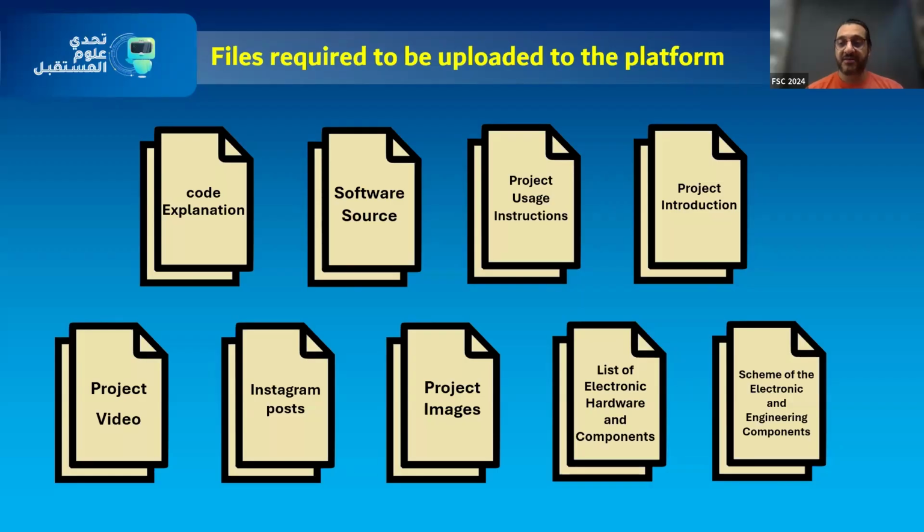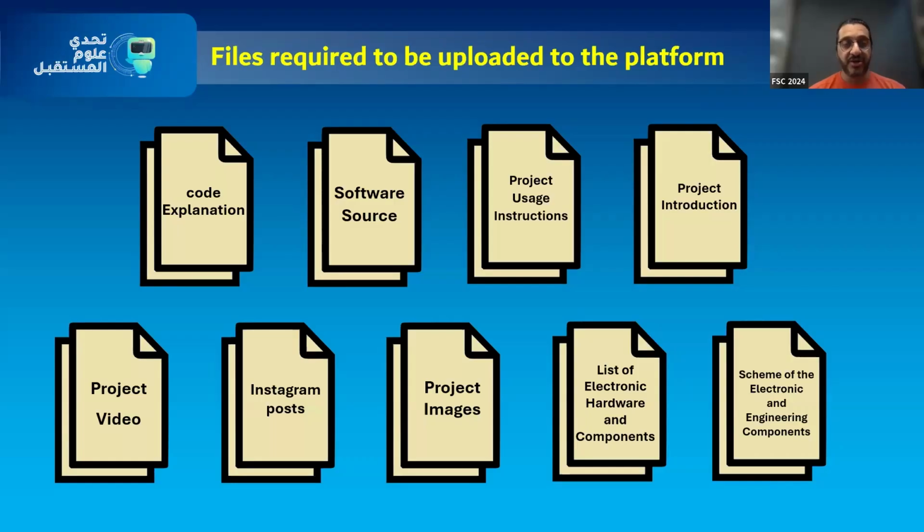We need a schematic for electric and electronic and all the engineering components. A good schematic will have a better evaluation. Also needed: a list of electronic hardware and components, all the components and hardware used in your invention, and of course some cool pictures for your project, and Instagram posts, which I will describe later. And the last one is the project video.